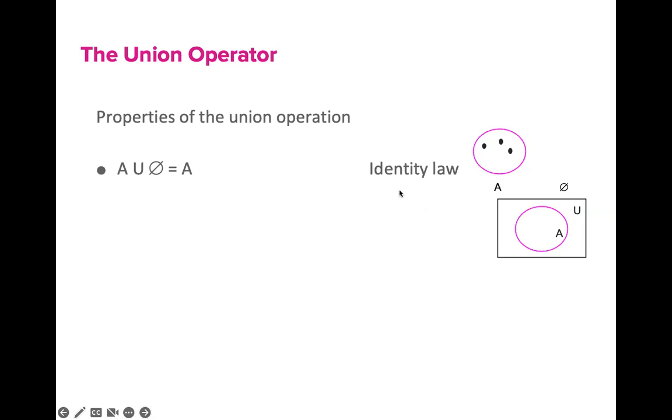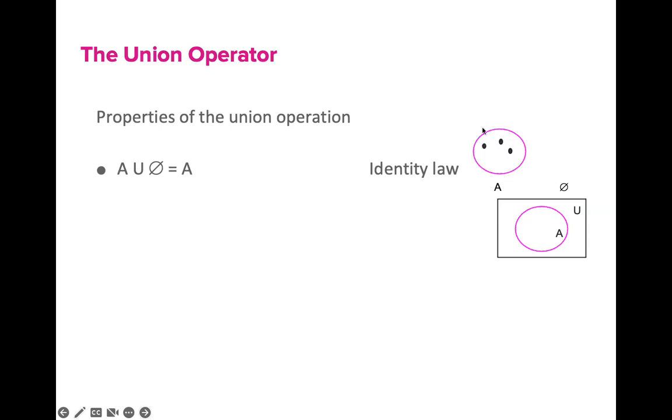Okay, so here are some properties of the union operation. Kindly disregard the image below. So we have A union the empty set, which is equivalent to A. This is what we call the identity law.